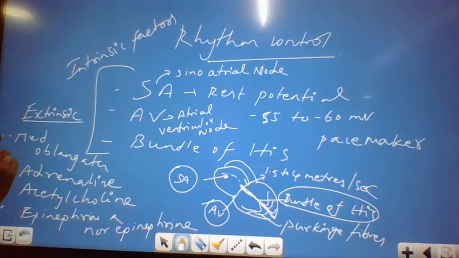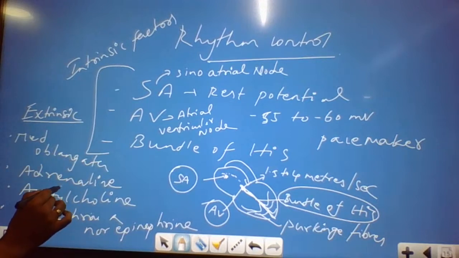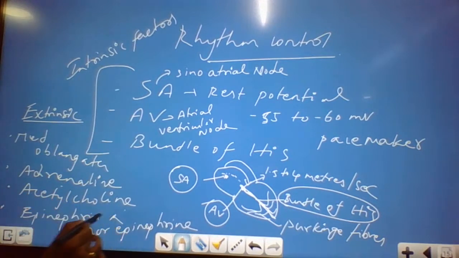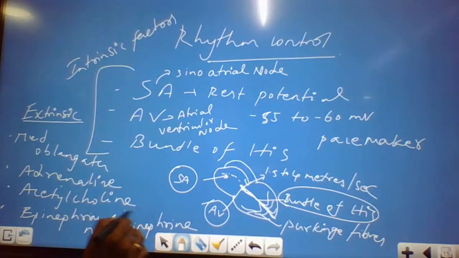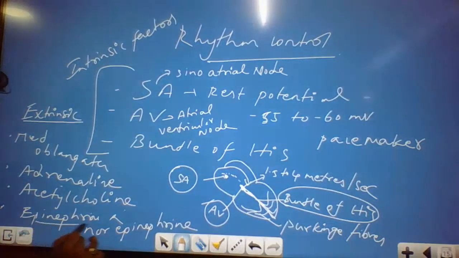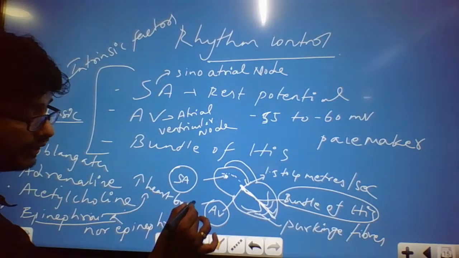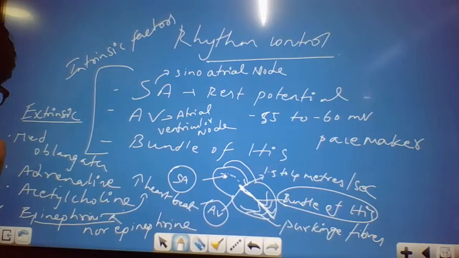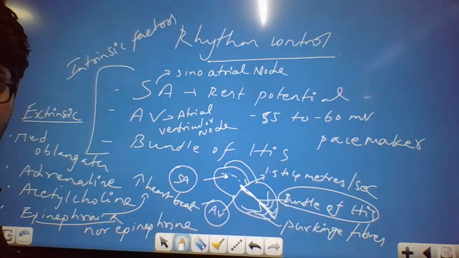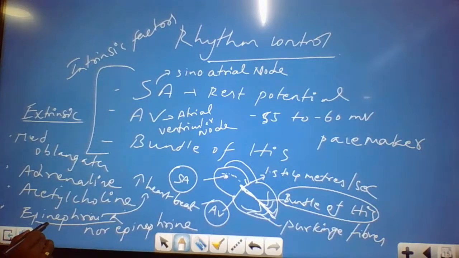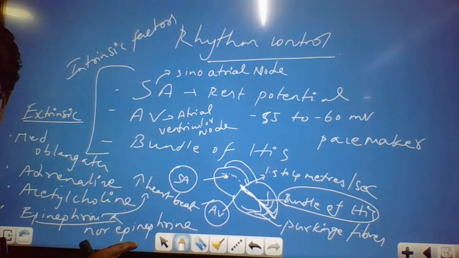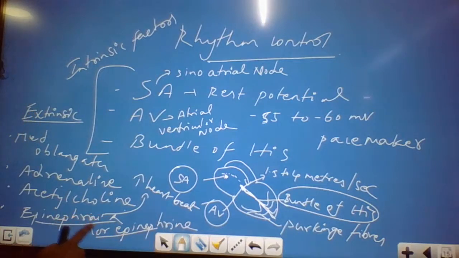Apart from this, your medulla oblongata in the brain, your adrenal secretion, adrenaline, then acetylcholine, epinephrine, and norepinephrine. Epinephrine is a substance which increases your heartbeat. If you are in anger or some type of severe emotion, or fear, your heartbeat starts increasing. This is because of the epinephrine. After some time it comes back to its normal phase. This is because of the norepinephrine. So both are antagonistic to each other, epinephrine and norepinephrine.